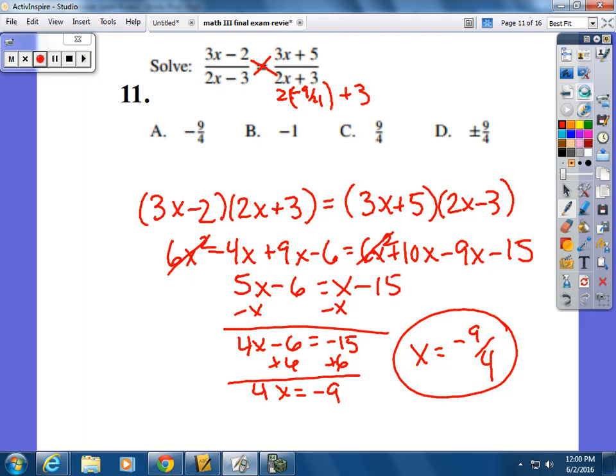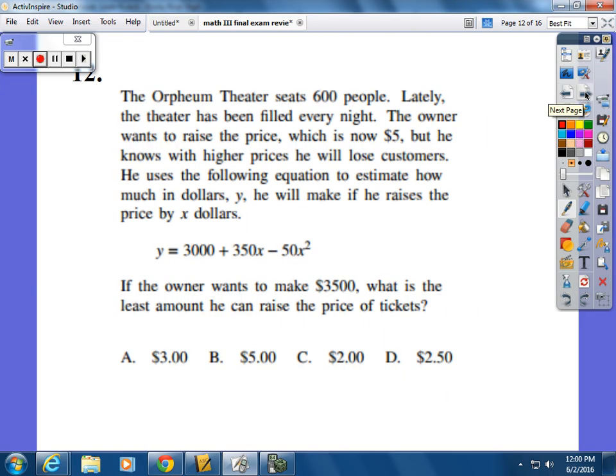Number 12. Okay, so we've got a theater that seats 600 people. The owner wants to raise the price. Hopefully you've read through these already. If the owner wants to make $3,500 profit, so Y is your profit, what does he have to charge? So if this is $3,500, what is the ticket price? So X is your ticket price, X is the price, Y is the profit.